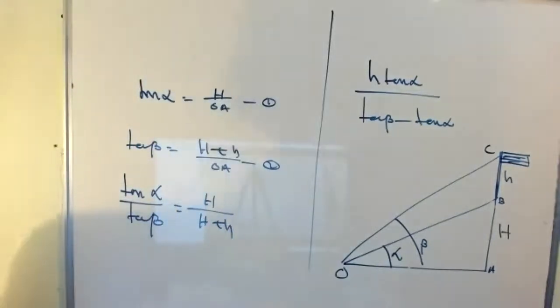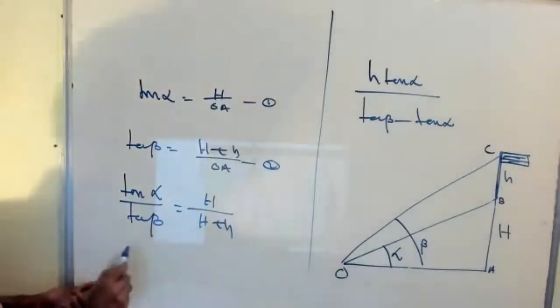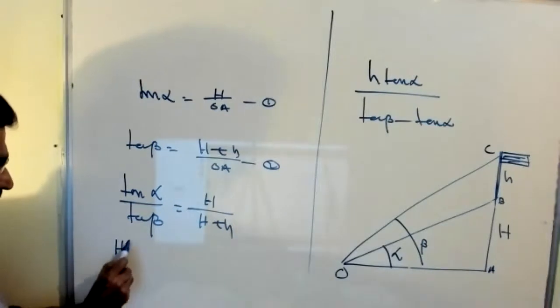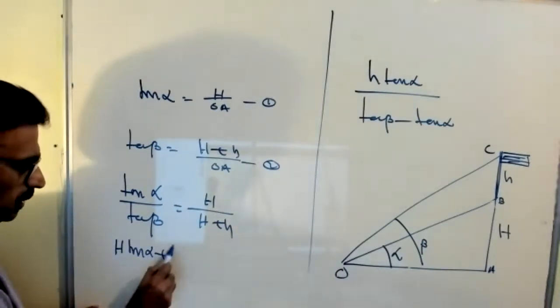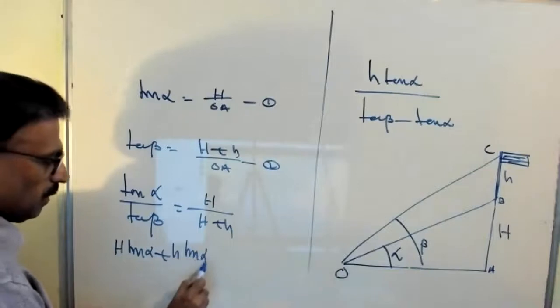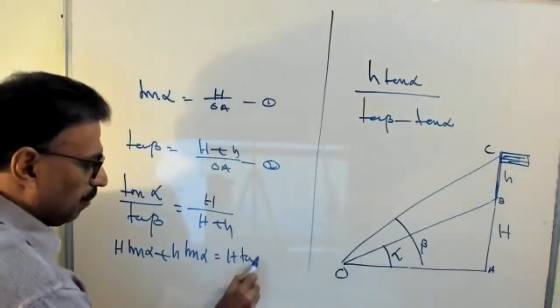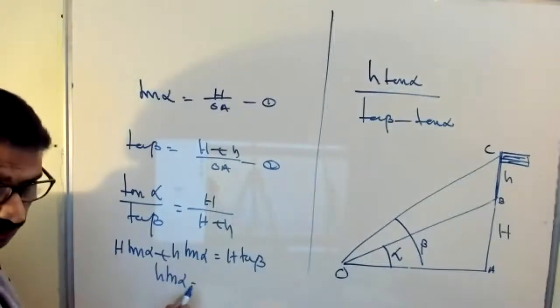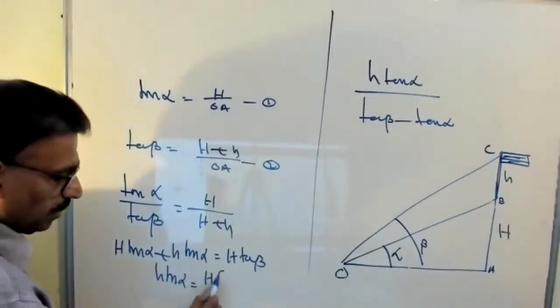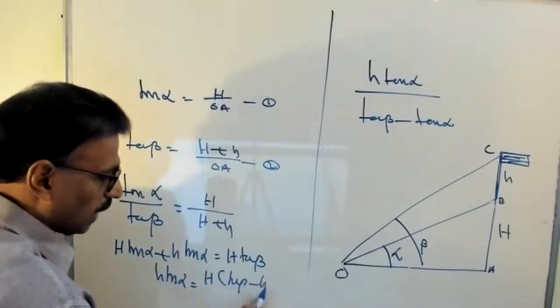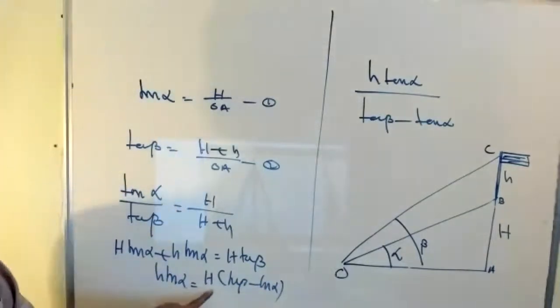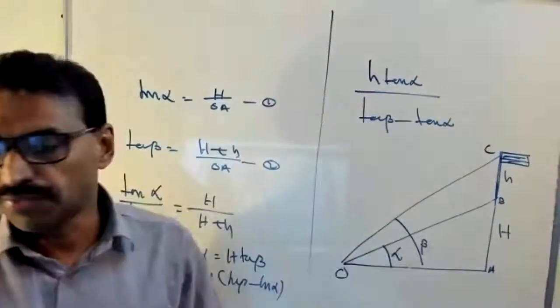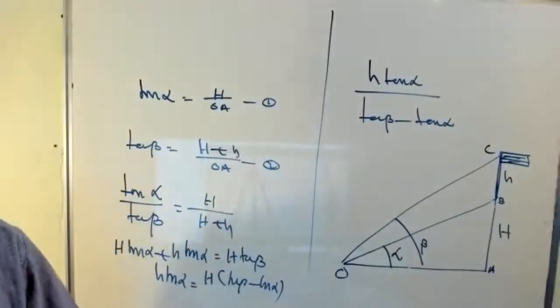Now we can cross multiply: H tan alpha plus small h tan alpha equals H tan beta. So H tan alpha equals small h times tan beta minus tan alpha. Finish. Therefore, capital H equals small h tan alpha divided by tan beta minus tan alpha. Okay, copy fast.